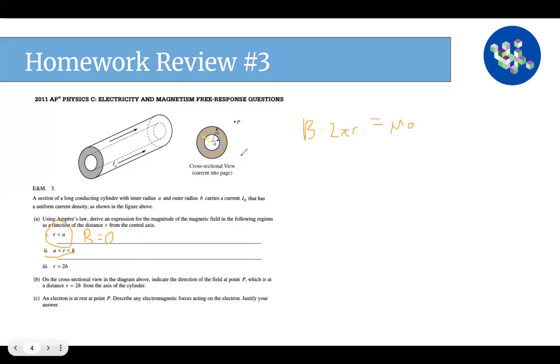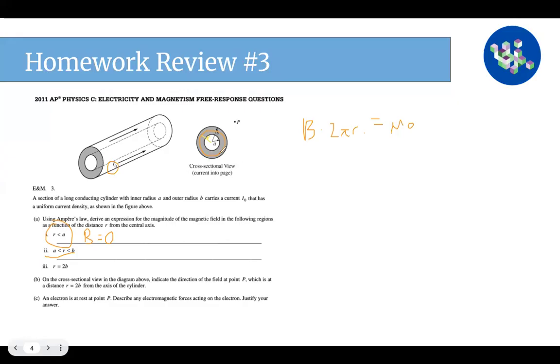Well, what is the enclosed current? That's a bit tricky to find because we're given that for the entire shaded section, we have a current of I. But because we're enclosing only part of the shaded section, we're only enclosing part of the total I0 over here. So how do we find that?